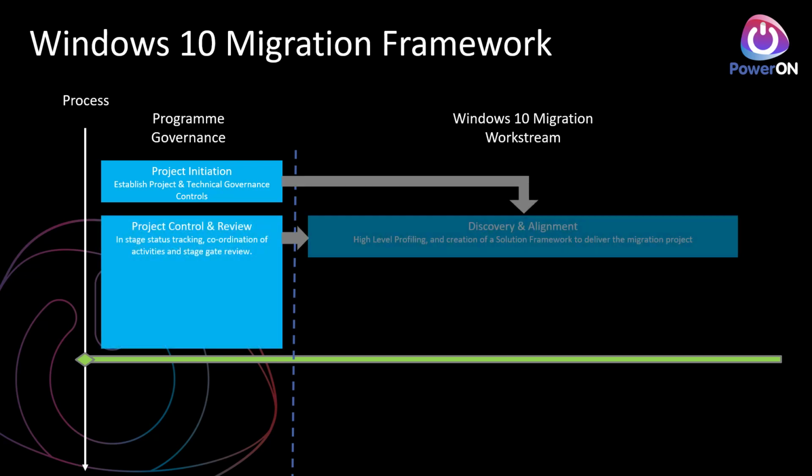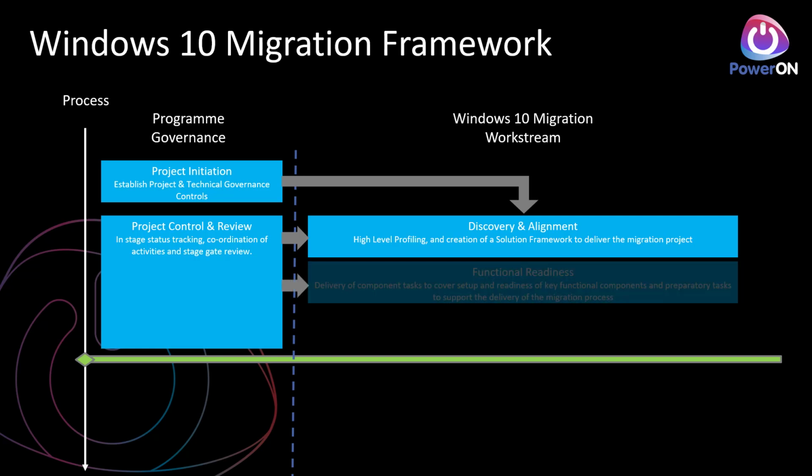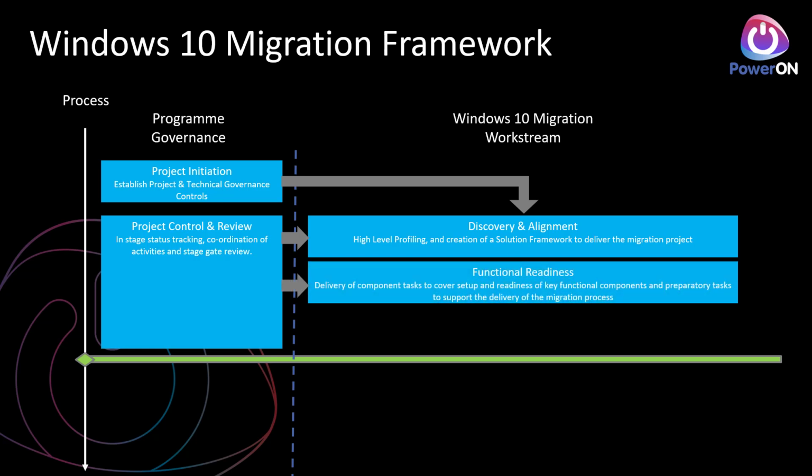Of course, that then will go into an ongoing cycle of project control and review. And we always very much start with that discovery and alignment. And so as mentioned in the earlier sessions, really starting to understand that high-level profiling and creation of your solution framework. So in this context, what is a solution framework referencing? We're talking around the different elements that are going to be required to provide functional readiness. So delivery of those key component tasks or pieces of the jigsaw puzzle that you're going to need to ensure that your transformation can happen, or fundamentally your transition, depending on the time that you are looking to deliver.